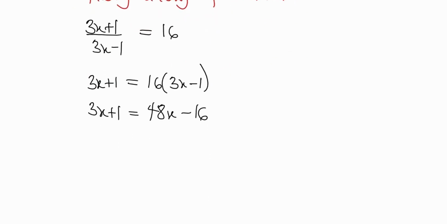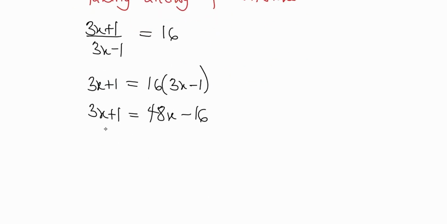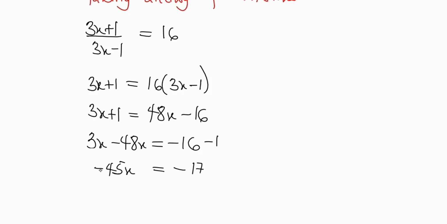Here we can see that we are going to find x by grouping like terms. So we have 3x minus 48x, which is equal to minus 16 minus 1. 3x minus 48x gives minus 45x, which is equal to minus 17. Right here as minus 17. Now we divide here by minus 45, and also divide here by minus 45.